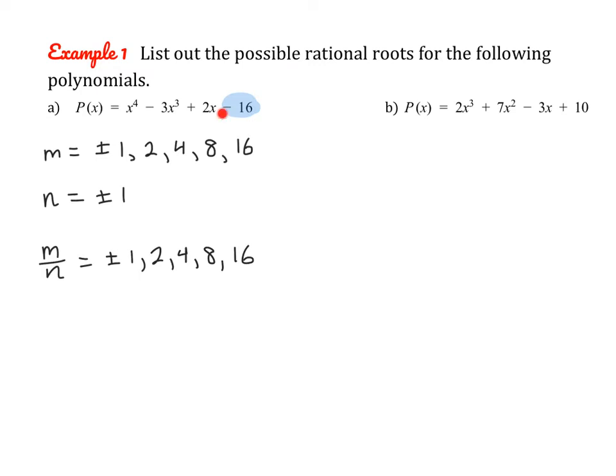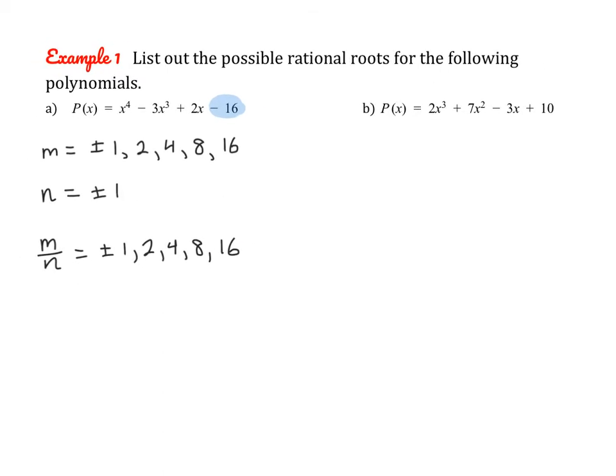So this is saying that if this polynomial has rational zeros, it will be one of these numbers. And just note that there are actually 10 options here. So there's 5 positives and 5 negatives. So you have 10 potential options to find a rational zero.